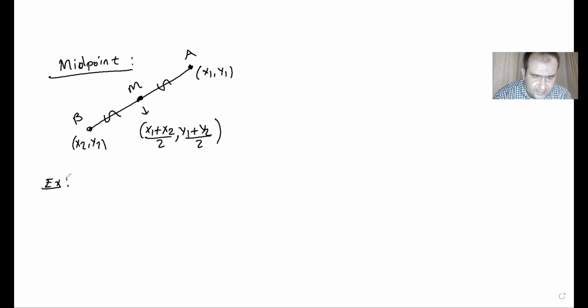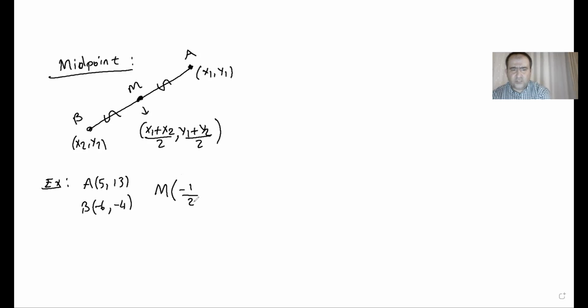Example: A is (5, 13) and B is (-6, -4). What is the midpoint of these points? (5 plus -6) over 2 is -0.5, and (13 plus -4) over 2 is 9 over 2, which is 4.5. We have another example.